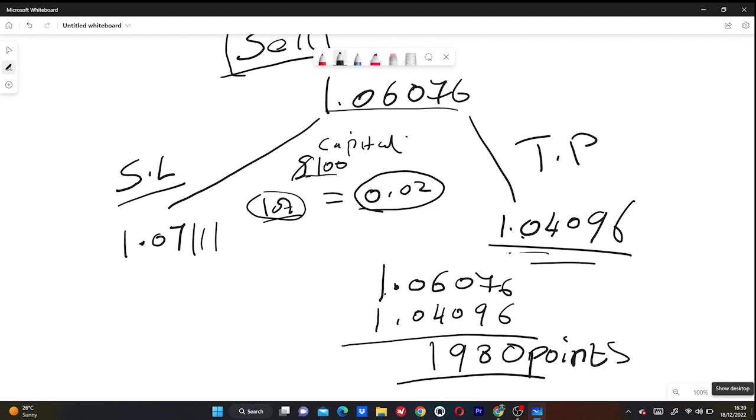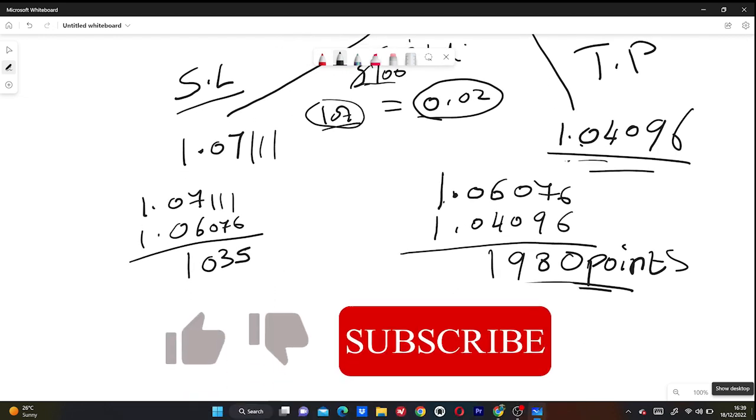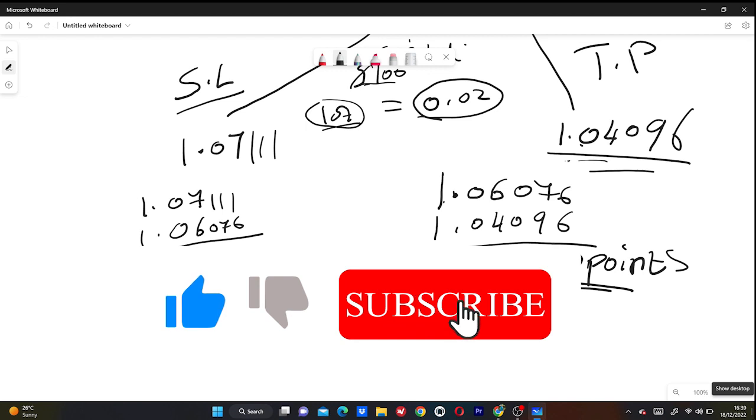So in terms of loss, we have 1.07111 minus 1.06076. Okay, so we have 11 minus 5, which is 5. Okay, we have 3. Okay, we have 0. And over here we have 1. Okay, so we have 1035 points.